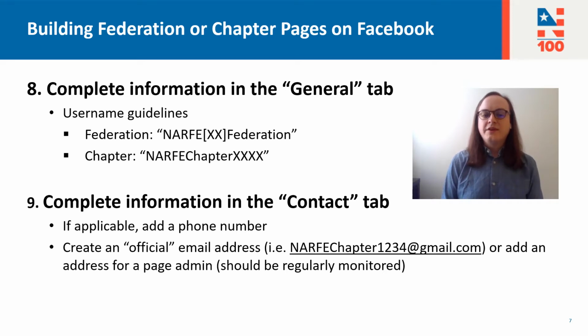For usernames, you should follow these naming conventions. Federations should use NARF, their state abbreviation, and federation, with no spaces. Chapters should use NARF, chapter, and their chapter number, also with no spaces. Next, you'll want to complete the information in the Contact tab. If applicable, add a phone number for your federation or chapter. You'll also want to create an official email address, such as narfchapter1234@gmail.com, or add an address for a page administrator who regularly monitors that inbox.